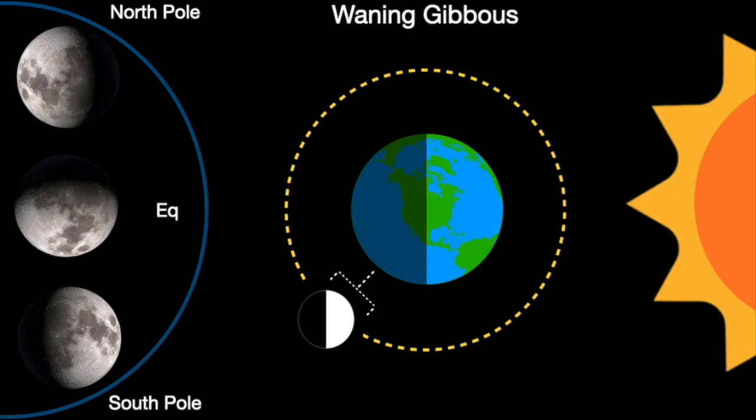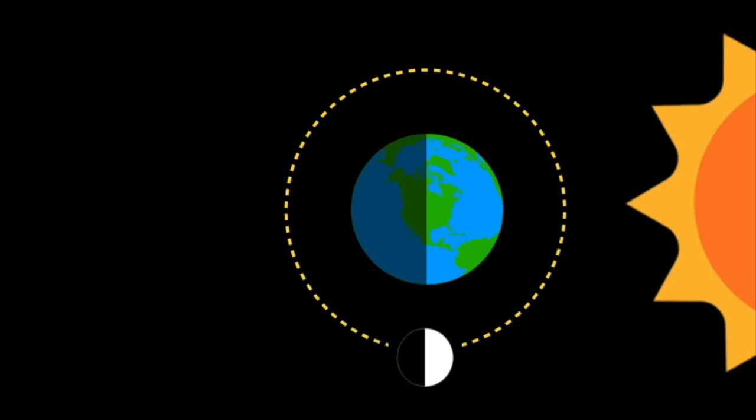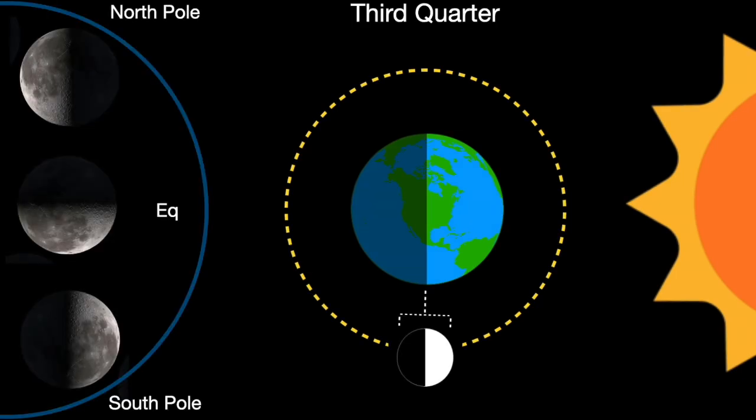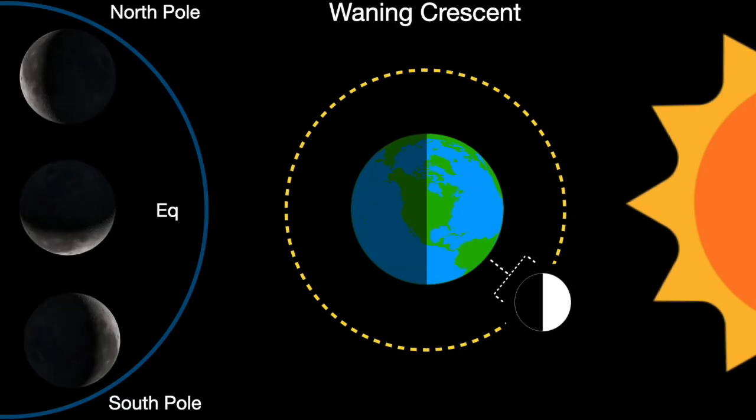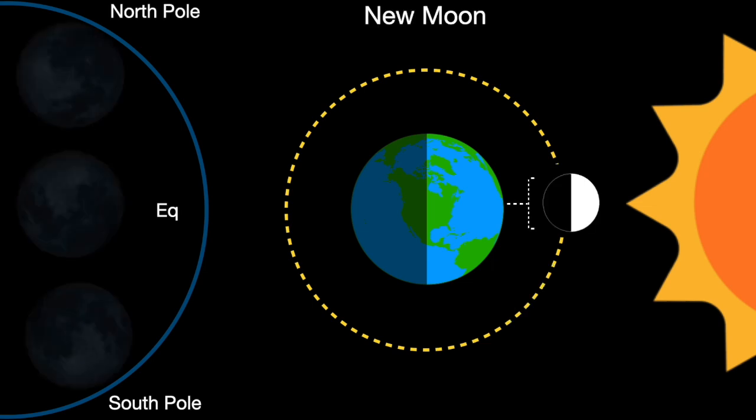Number 7, third quarter. Another half moon. By this time, the opposite half is lit compared to the first quarter. It happens 3/4 of the way through the moon cycle. Number 8, waning crescent. The moon is now just a tiny sliver again, but this time the light is disappearing. This is the last phase before the cycle starts over with a new moon.